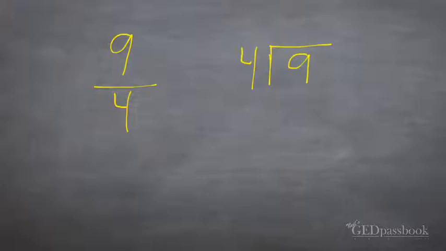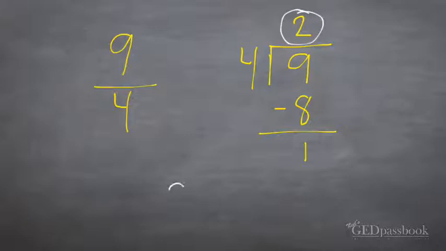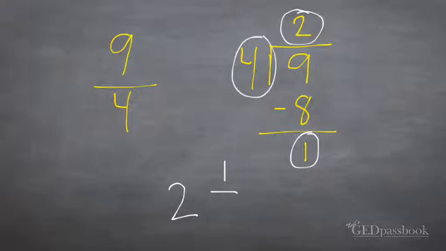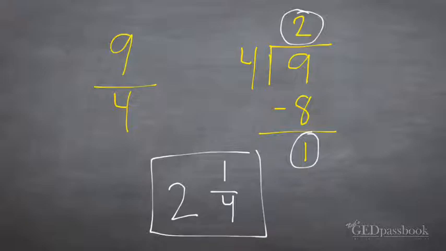How many times does 4 fit into 9? 2 times, which goes in 8 exactly. Oh, this one's almost an exact replica. But the hardest part is rearranging your stuff, all right? This one becomes your whole number. The remainder becomes your new numerator. And then the same denominator as your original. 2 and 1/4.